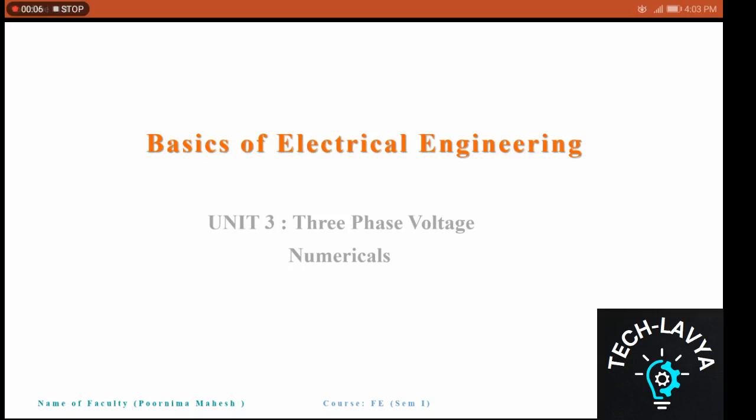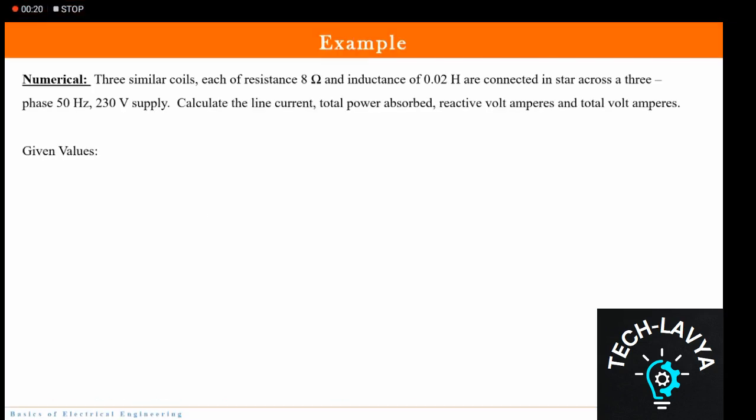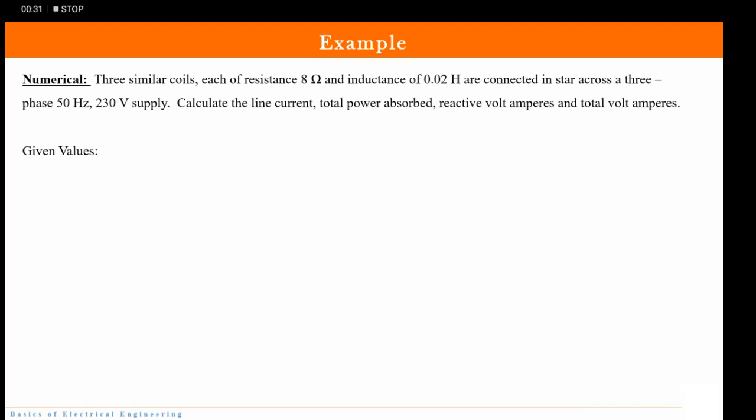The topic for today's lecture is going to be a few numericals based on three-phase voltage, or three-phase circuit. Let us see what our first numerical is. Now the first numerical says that three similar coils, each of resistance 8 ohms and inductance of 0.02 Henry.